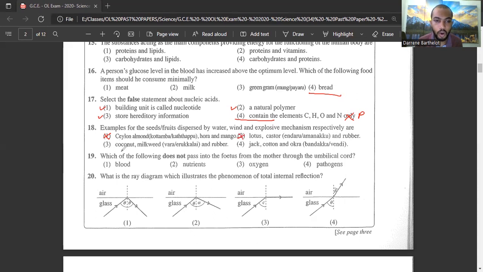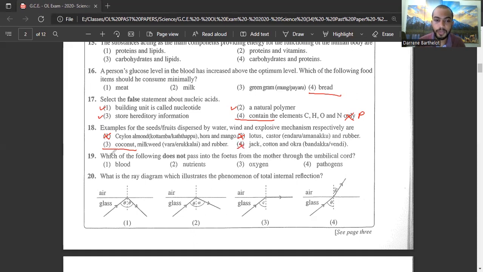Then third one, coconut, they have a fiber shell around it. So it is dispersed by water. Milkweed is dispersed by wind. That's correct. They have a wing-like structure. Then rubber is by explosive mechanism. So the third one should be the answer. If I take the fourth one, jack is dispersed by animals mainly. So the fourth one is wrong.